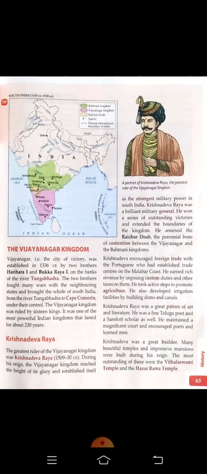The Vijayanagara kingdom. Vijayanagara, that is the city of victory, was established in 1336 CE by two brothers, Harihara I and Bukka Raya I, on the banks of the river Tungabhadra. The two brothers fought many wars with the neighboring states and brought the whole of South India from the river Tungabhadra to Cape Comorin under their control. The Vijayanagara kingdom was ruled by 16 kings.